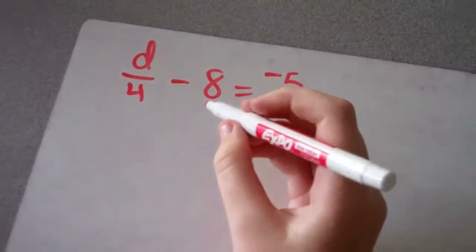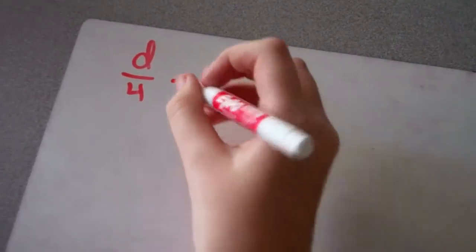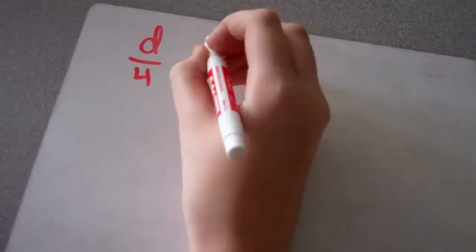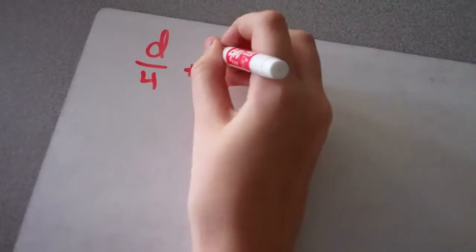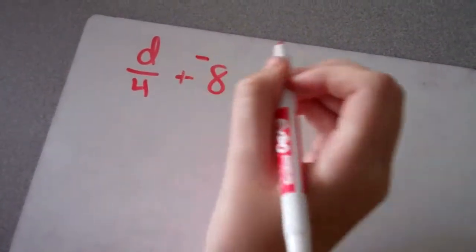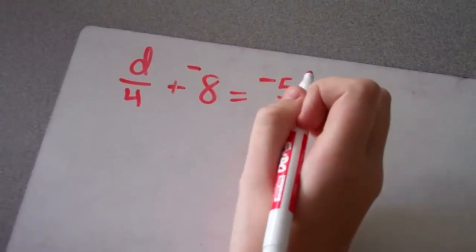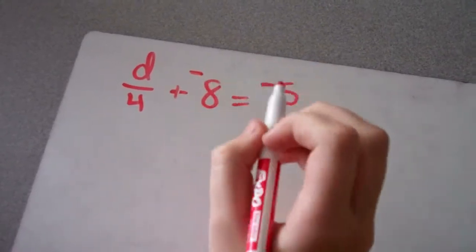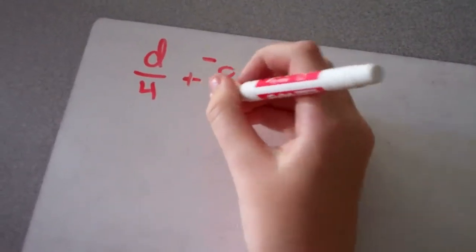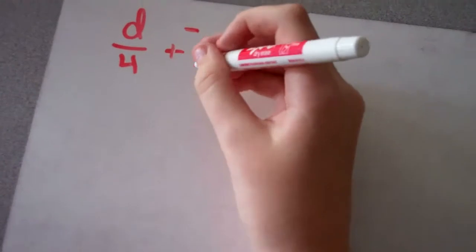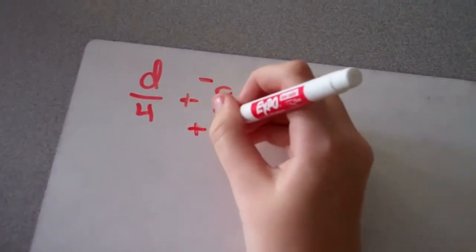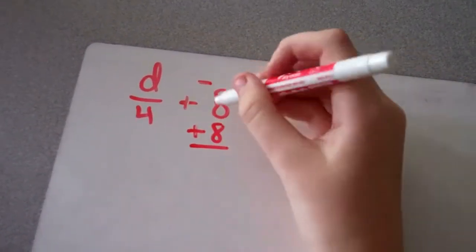So following the reverse order of operations, we'll simplify. To simplify this problem, I'm just going to change my subtracting 8 to adding a negative 8. From there, I will follow the reverse order of operations and add 8 to cancel out the 8.